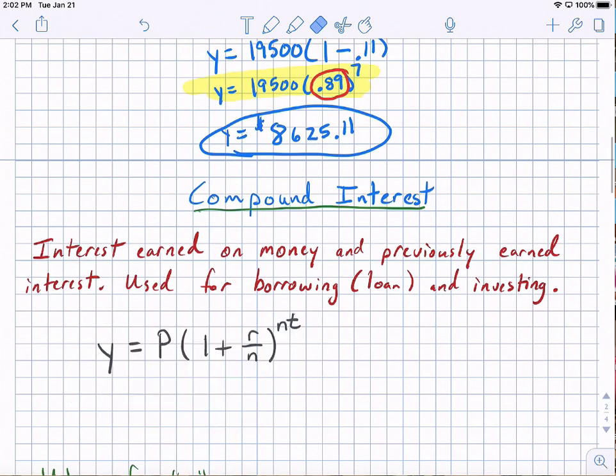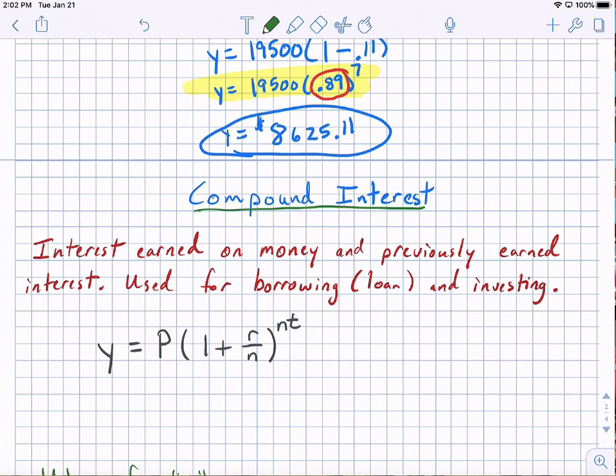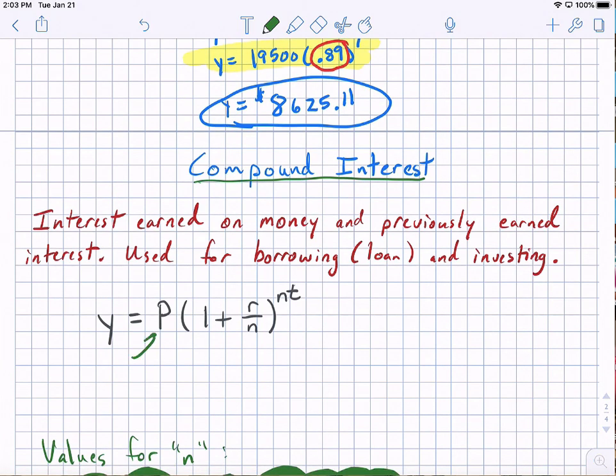This equation, again, you will get it. You won't have to memorize it. I know when you first look at that, it looks kind of intimidating. But again, you don't have to memorize it. All you have to do is be able to use it, and obviously know what these things stand for. So capital P right here stands for principal.